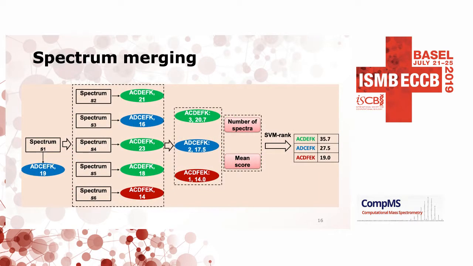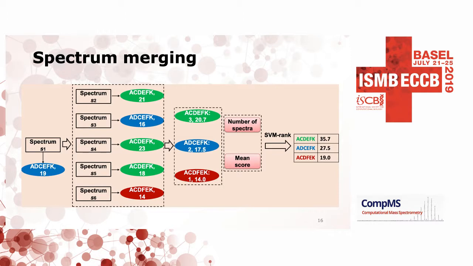As a final procedure of pNovo 3, we use a spectral merging approach to further increase the performance. For example, given one PSM, the spectrum S1 and the peptide ADCEFK, in the real MS dataset, we may find 5 other different spectra with the same precursor mass. If one of these 5 peptides can be well matched with S1, this peptide can also be considered as one candidate of S1, but it was not found by the de novo sequencing.